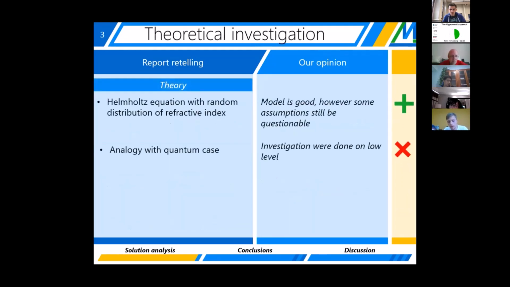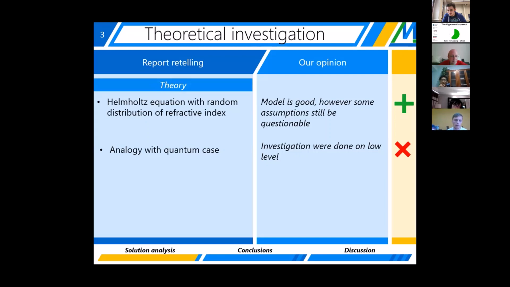Next, in the next part, the reporter showed us a theoretical model when he wrote the Helmholtz equation with a random distribution of the refractive index. We think that for such an explanation of the phenomenon, this model is good. However, there are questions about the proof of the theoretical model that the reporter chose.